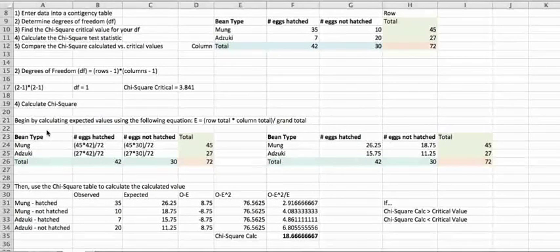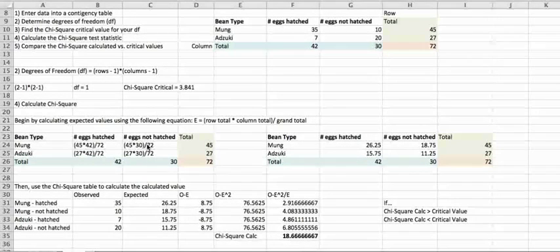So let's take a look at it. Here we'll start with the mung bean. We've got the number of eggs hatched, which we are going to take as the row total for that bean, which up here is 45, and multiply it by the column total, which we have here as 42, and then we're going to divide that by the overall total, which is 72. So you can see we've got 45 times 42 divided by 72.